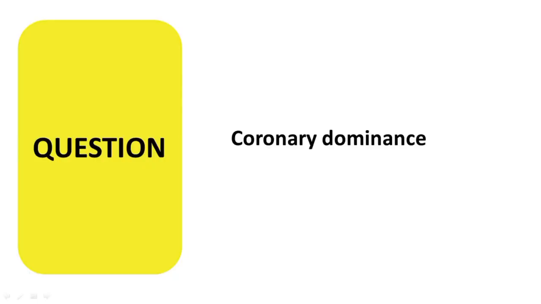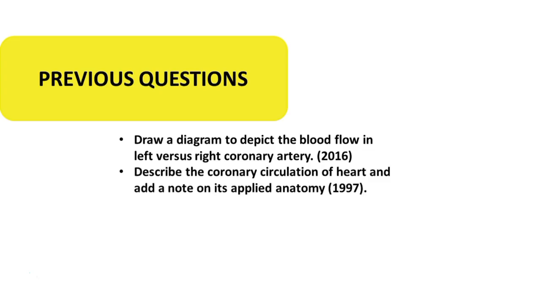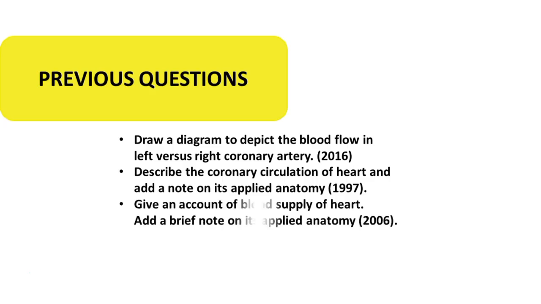So let us understand the concept of coronary dominance now. There are a few previous questions which were asked on a similar concept. One is: draw a diagram to depict the blood flow in the left versus right coronary artery. Another question is: describe the coronary circulation of the heart and add a note on its applied anatomy. And: give an account of the blood supply of the heart and a brief note on its applied anatomy. So this looks like an important question.